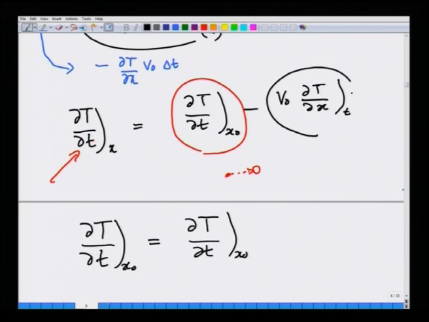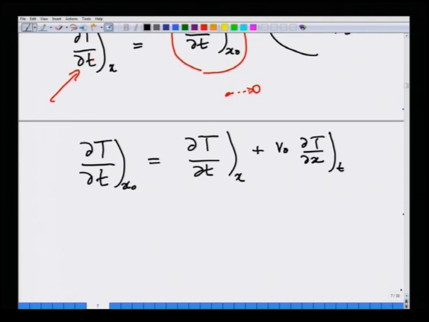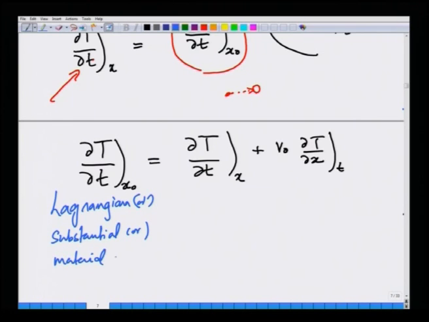This term will go to the other side. If you take the negative sign to the other side, it becomes positive, at constant time. Sorry, this is x now, because this is on the other side, this is x. So, this is called the Lagrangian or substantial time derivative, or in fact sometimes it is called the material derivative.